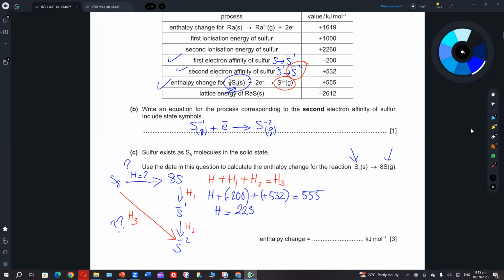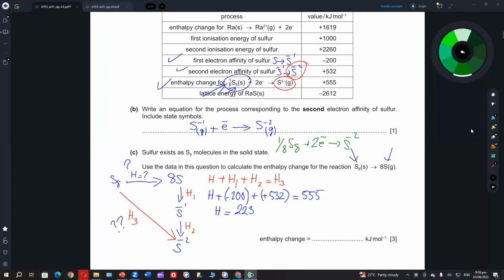Okay, but the double question mark is getting half. You can see this equation, 1/8 S8. I copy this equation here for more understanding. Look at this equation: 1/8 S8 plus 2 electrons gives you S2 minus.